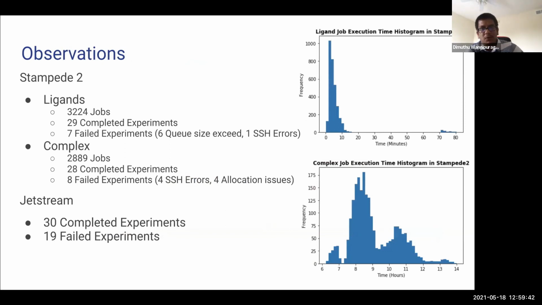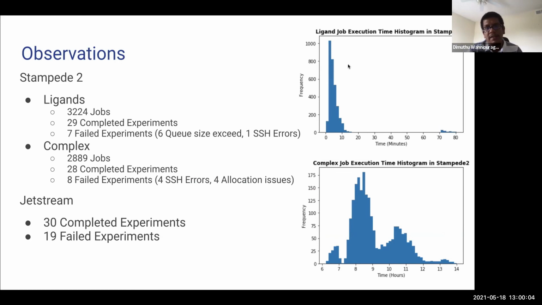So these are some of the observations. On the Stampede2 side, for the ligands, we submitted a total of 24 jobs across 29 completed experiments. And some 7 experiments failed due to some queue size issues and some SSH errors.